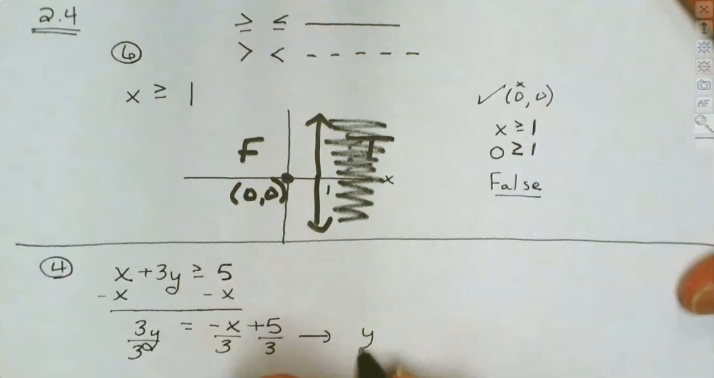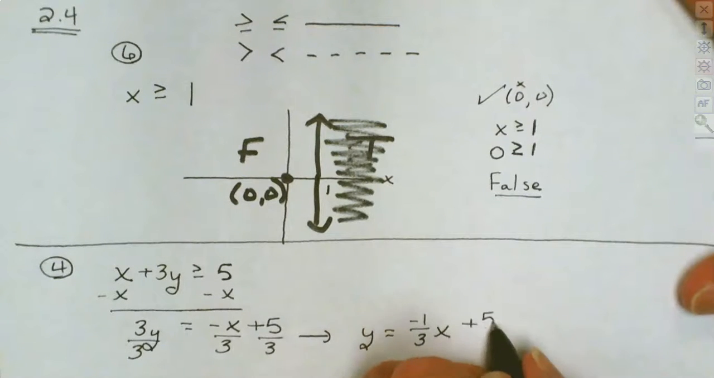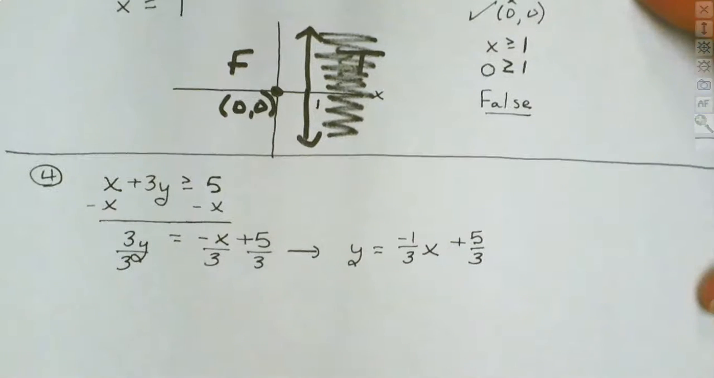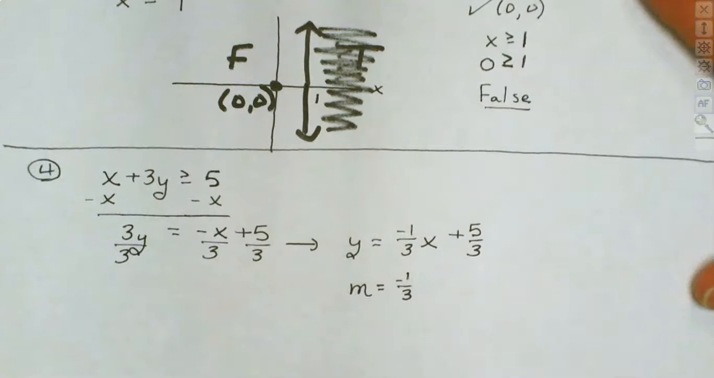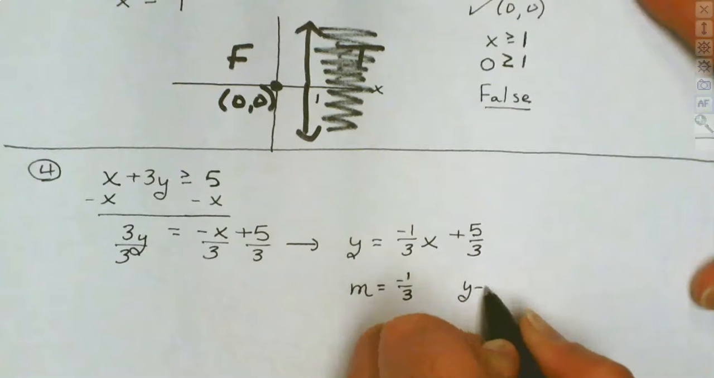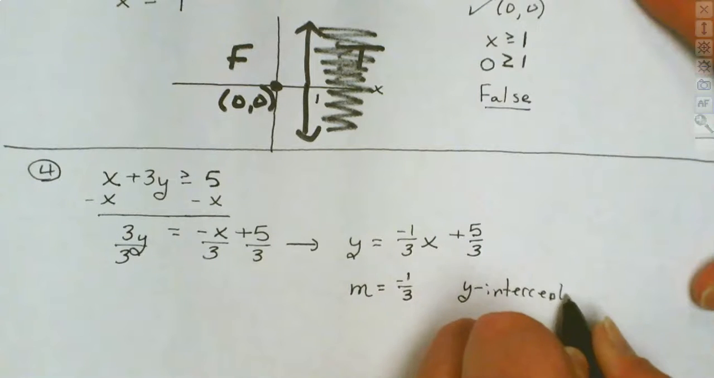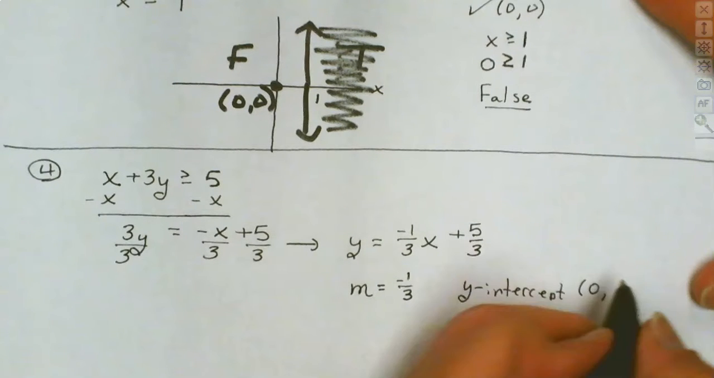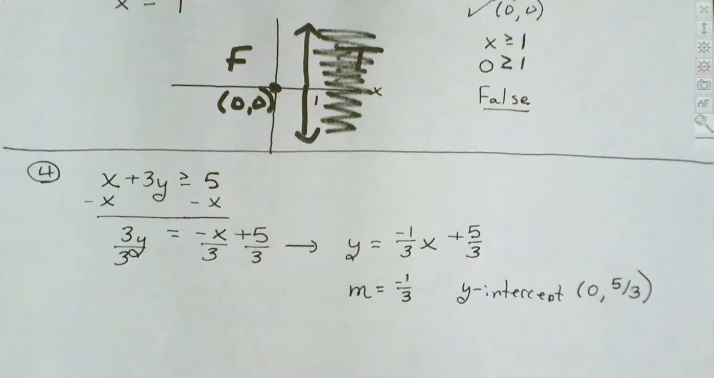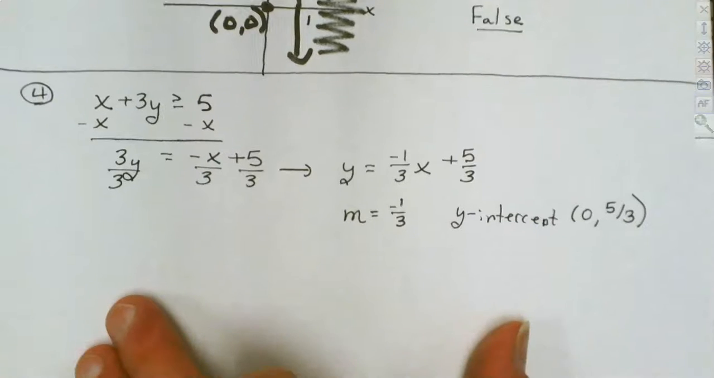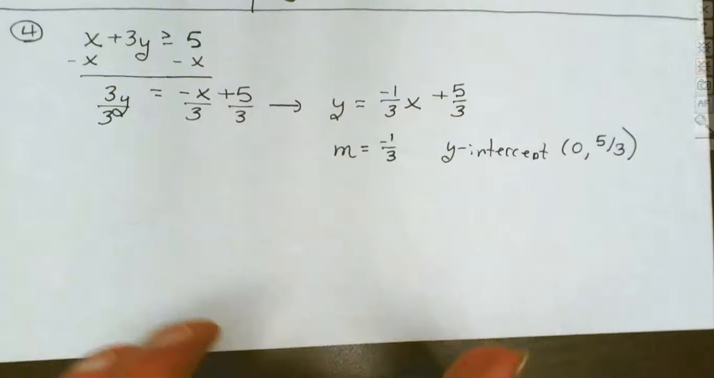Now we have y equals minus 1/3 x plus 5/3. My m is minus 1/3, and my y-intercept is the ordered pair 0, 5/3. That's what we need. To graph a line, we need a point and a slope, and we've got that. That slope is our minus 1/3. That point is our y-intercept. That's the b component.